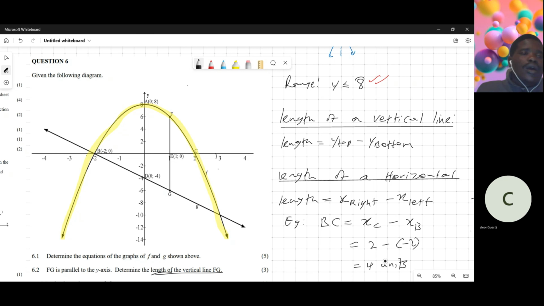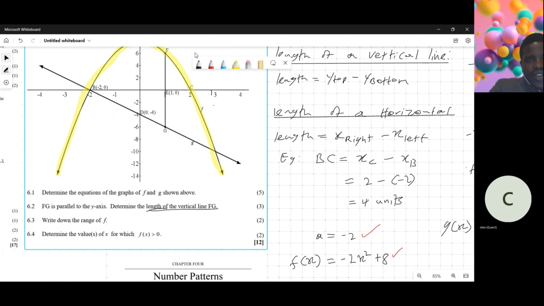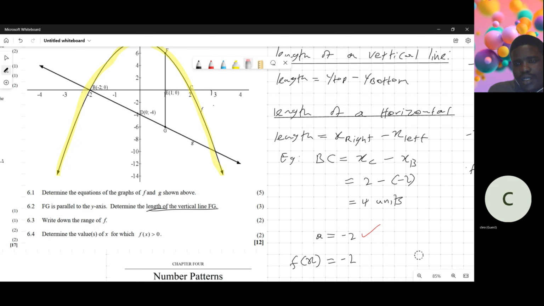Practice. So now we go to question 6.2. Let's try to answer there. 6.2 is talking about a vertical length, so we'll write there 6.2, FG. It's a vertical length. All I need from you, Tendo, is practice. After this, you will have to redo these questions. I'll also give you the other ones.